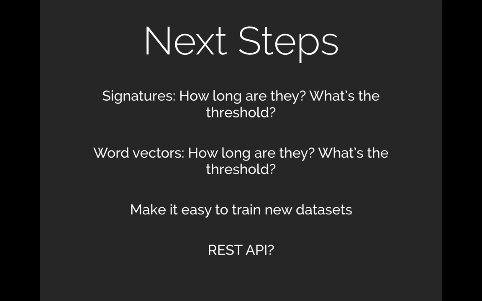Also, word vectors, how long should they be? Should it be limited to single word vectors, or 2 or 5? And what's the threshold for uniqueness? Finally, making it easy to train new datasets, as we only had 5 in this example, and creating a REST API to be able to query new documents would really make this a lot more useful.